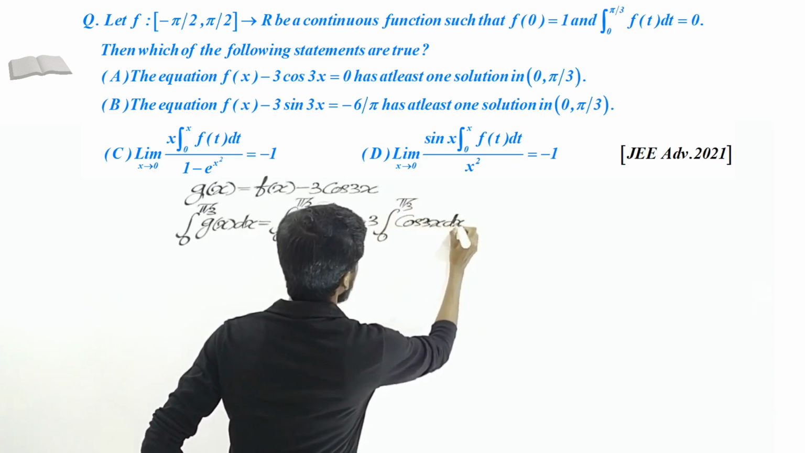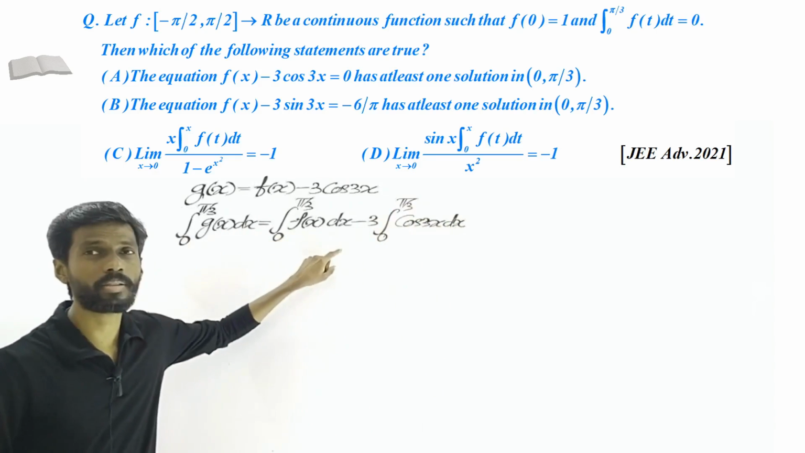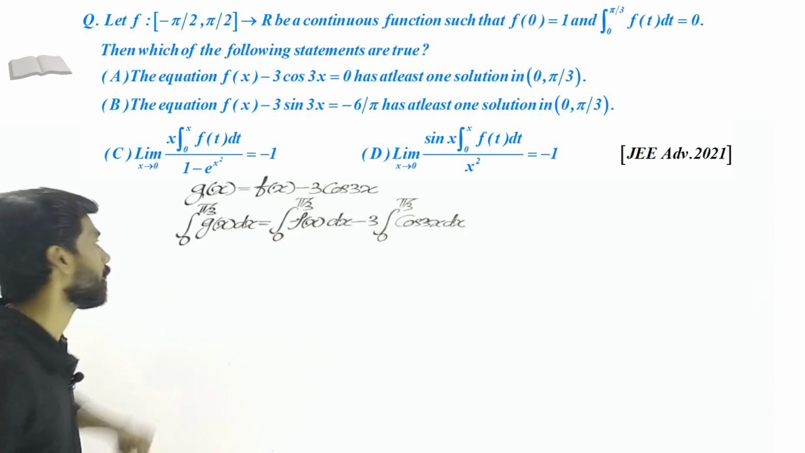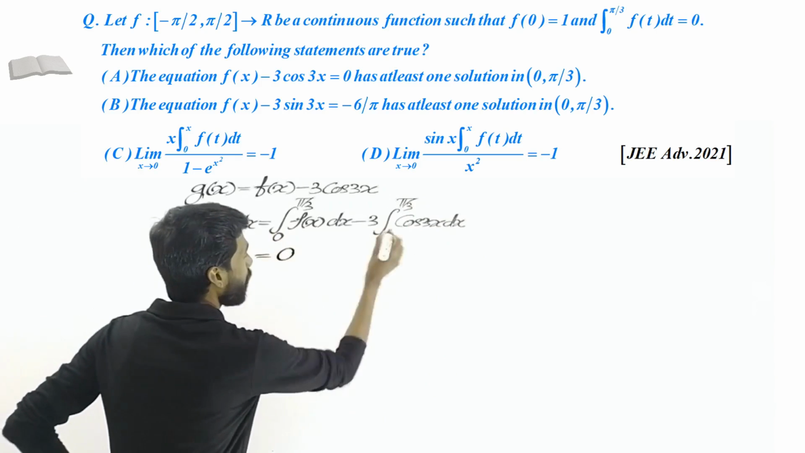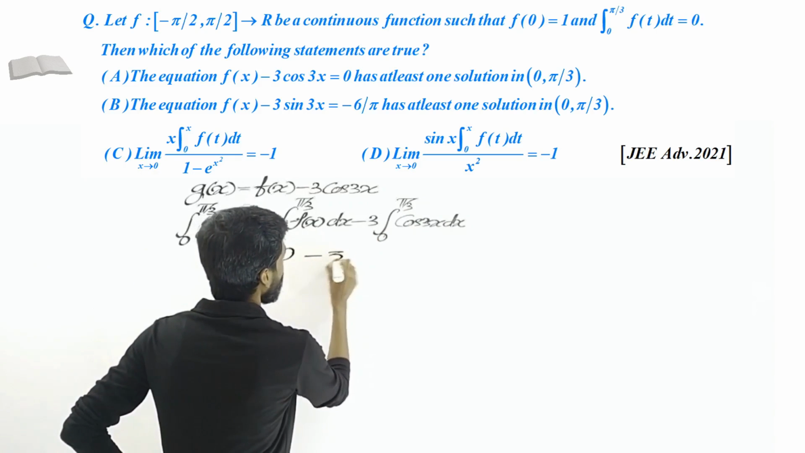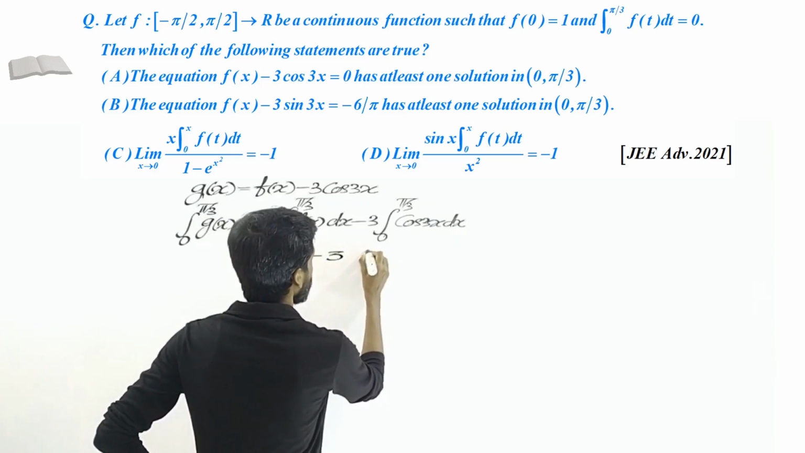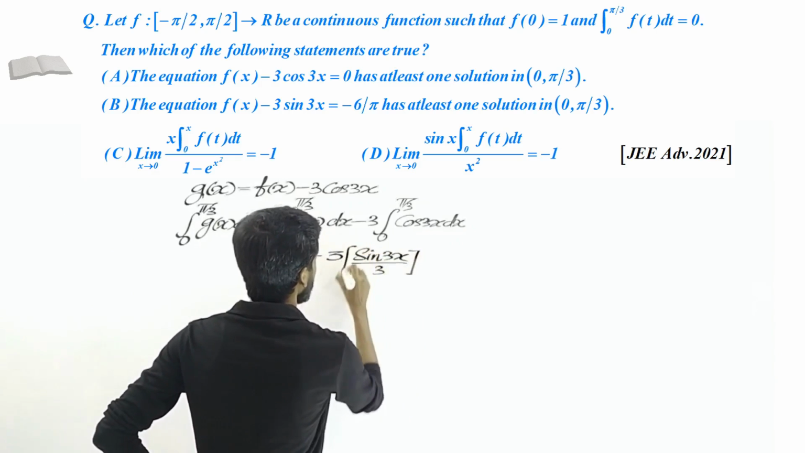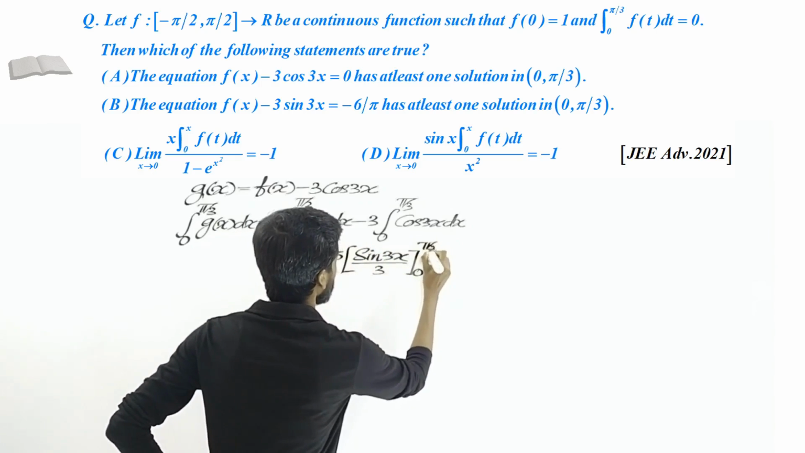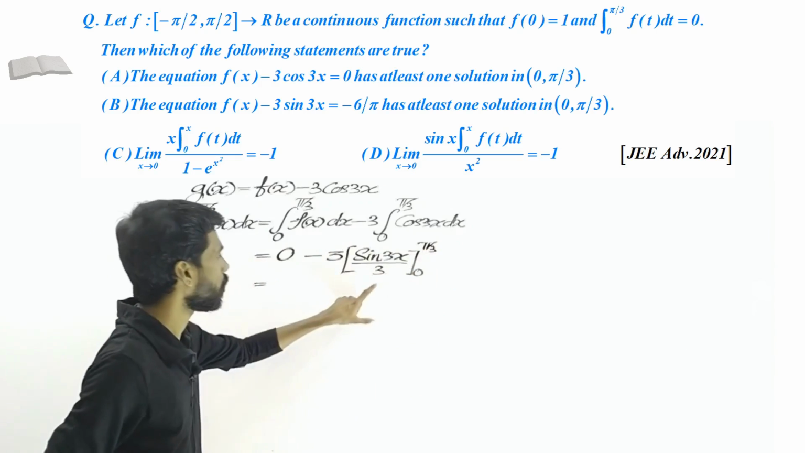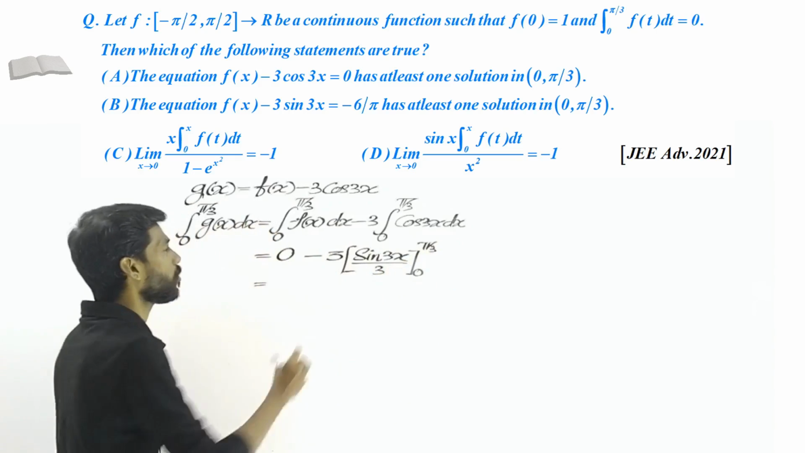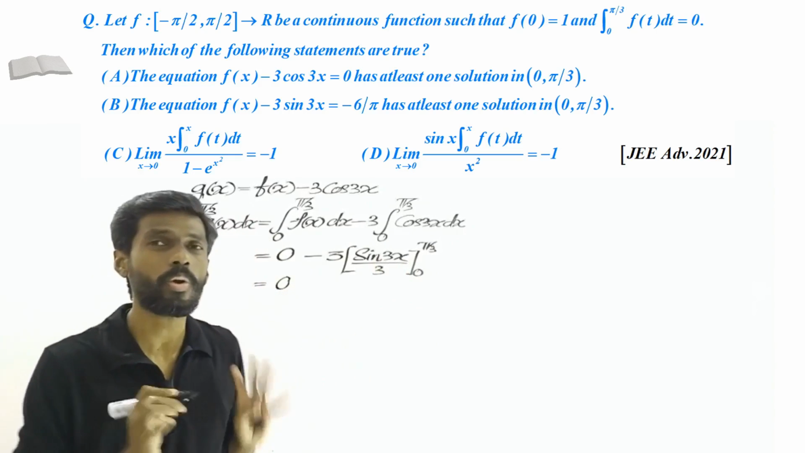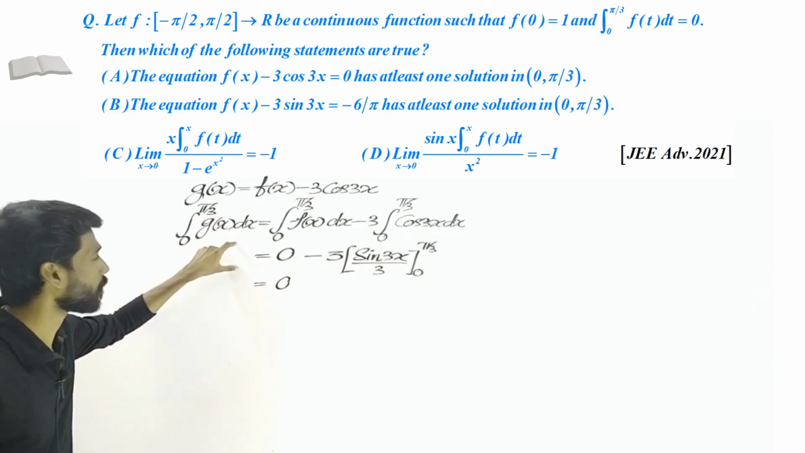We are doing this integration because we know the integral of f of x dx, so we are integrating both sides. This value is given in the question, so that is 0. Minus 3 times the integral of cos 3x, which is sine 3x divided by 3, with limits from 0 to pi by 3. So this value is 0 again, because sine pi is 0 and sine 0 is also 0, so the whole integral of g of x dx is 0.